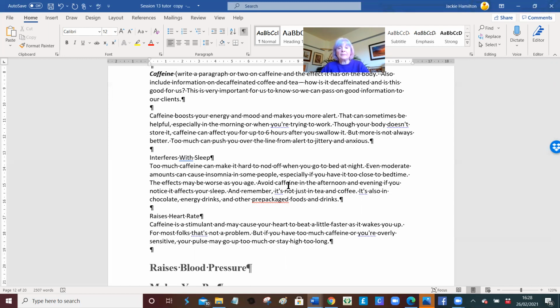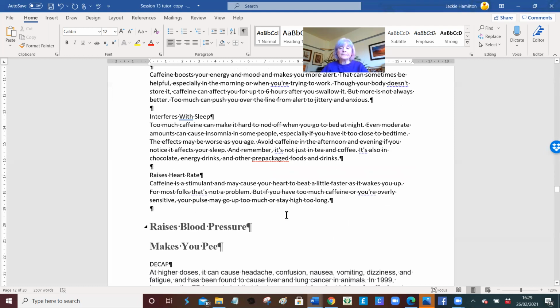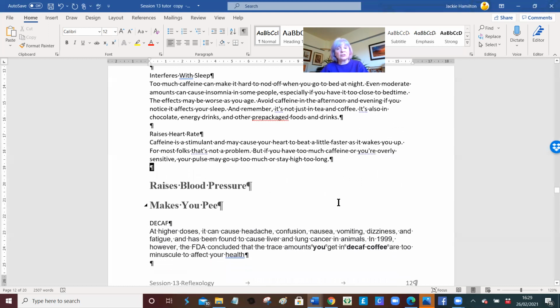We just need to remember that it raises our heart rate, it can raise our blood pressure. And raising our heart rate can be good because it's a stimulant, and for when we wake up in the morning, that's a good thing. But if you have too much of it, or you're overly sensitive to it, or you've got a problem with your heart, then it might not be such a good idea to drink too much of it.